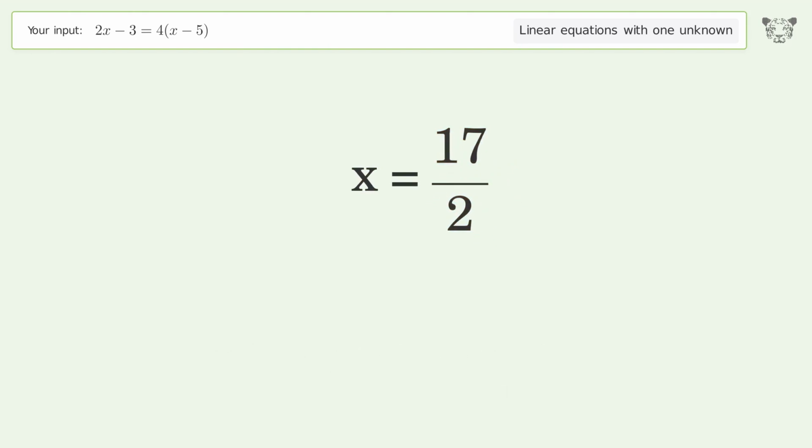And so the final result is x equals 17/2.